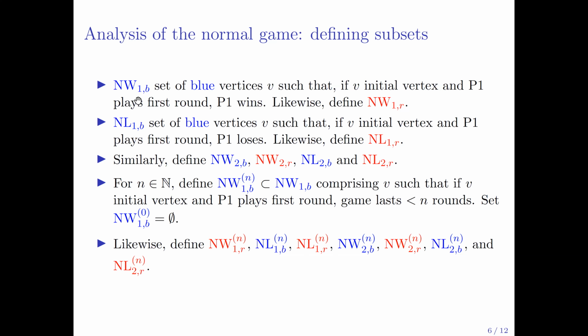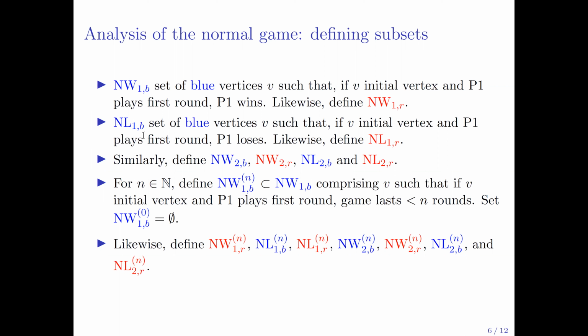Okay, so for example, NW1 comma B, this is the set of all blue vertices, because here you have a B, so that's blue vertices V, such that if V is your initial vertex and if P1 plays the first round of the game, then P1 wins. That's again indicated by this W here. Likewise, you define NW1R. So I also tried to color code these things. So this means the set of all red vertices V, such that if V is your initial vertex and P1 plays the first round of the game, then P1 wins.